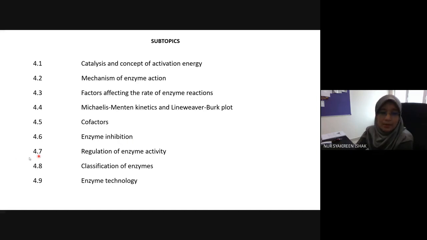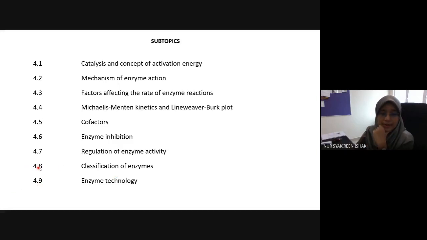And then for 4.7, regulation of enzyme activity. For this one we are going to look at feedback inhibition, the allosteric regulation, and the other one is cooperativity. Okay, three types of mechanism of enzyme regulation.